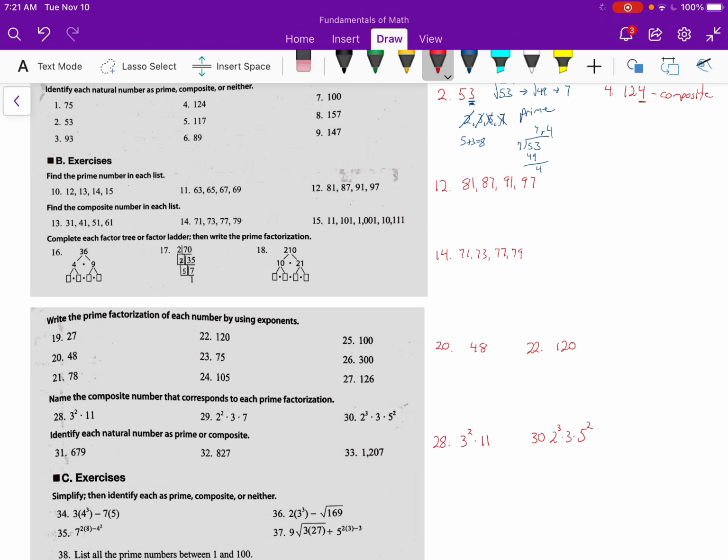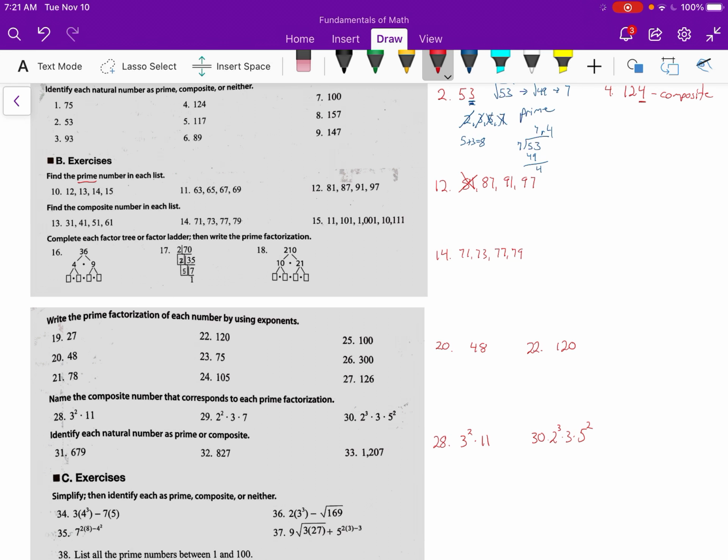All right, jumping down to the next section, it's a little shorter. We're going to look at number 12. It says find the prime number in each list. What I would do is go through immediately and just cross out anything I know is not prime. Well, 81, that's a familiar number. That's 9 times 9. I know that's not prime.